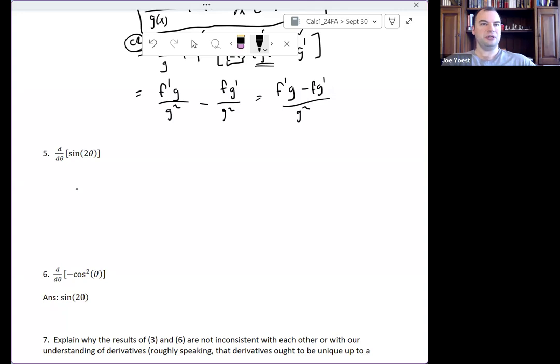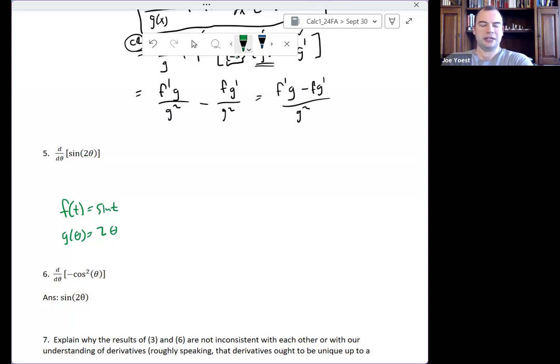We could maybe use a trig identity here in the product rule. That might be another method to investigate if you're looking for some practice. But here I think I want f of t to be sine t and g of theta to simply be 2 theta.